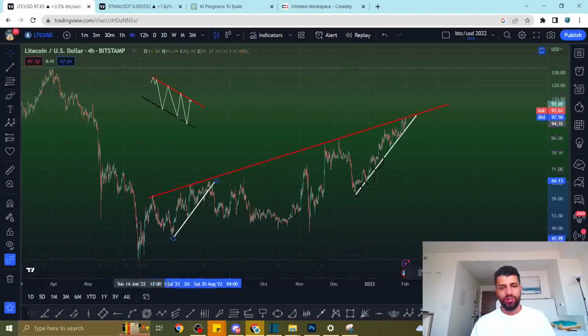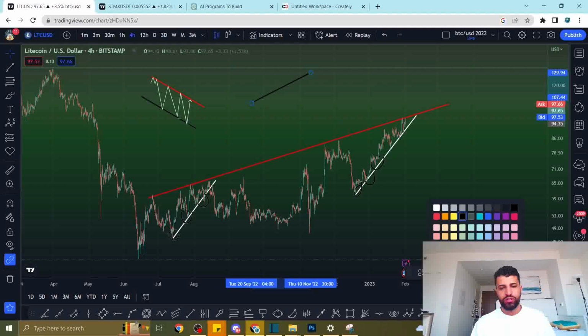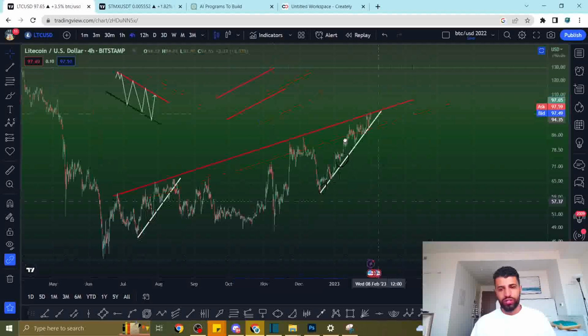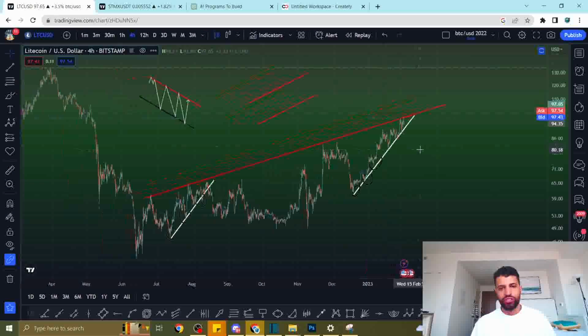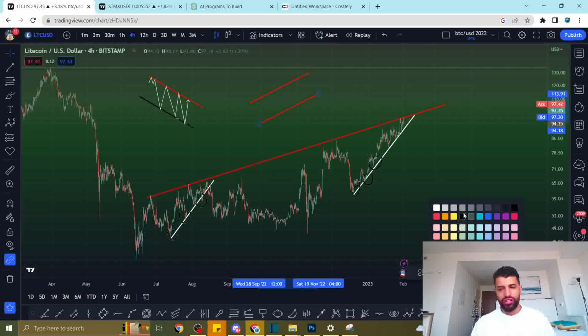Now in this case, what we have is a resistance to the upside, along with a support level, which I'm gonna go ahead and highlight in green. I'll be showing you where exactly this support level is in just a minute.